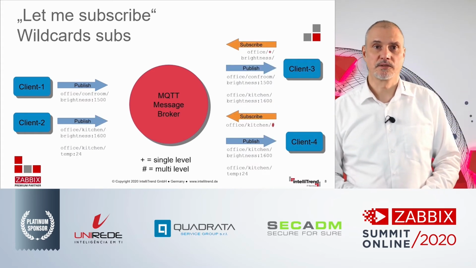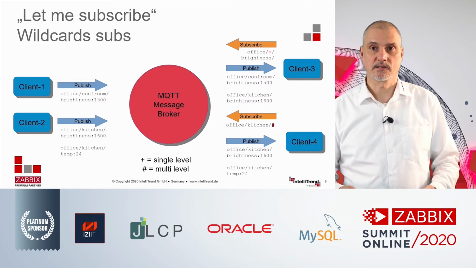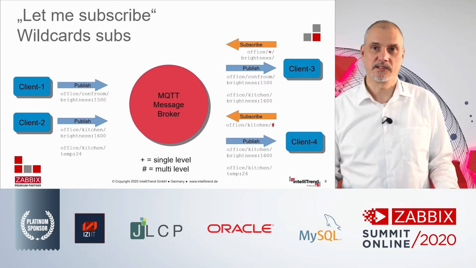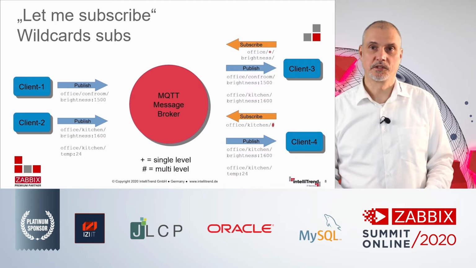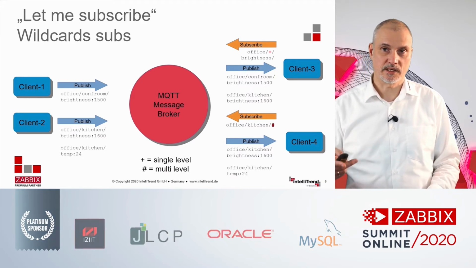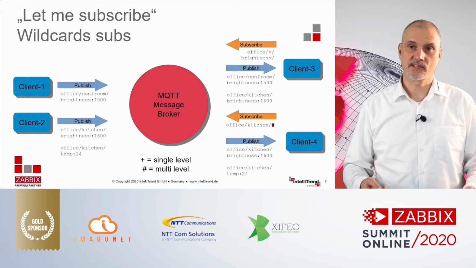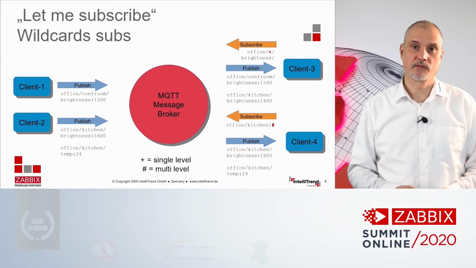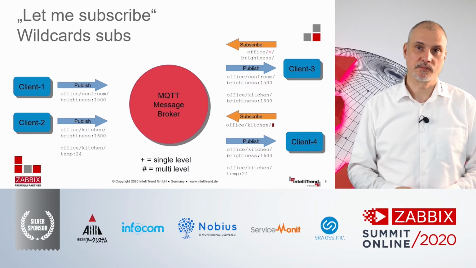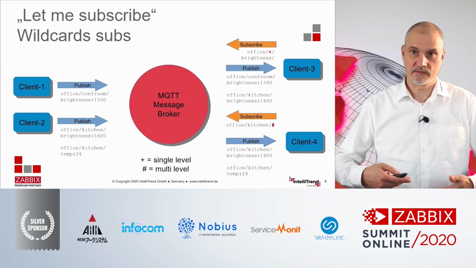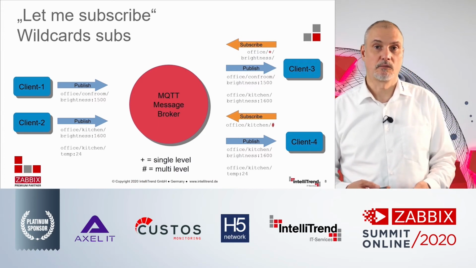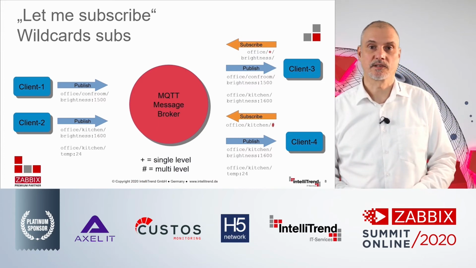Also, you should know wildcards in MQTT. So wildcards are pretty easy. So you have a substitute, you can say, for example, office plus brightness. And the plus sign can be substituted by any name you like for your topic. And because the plus sign substitutes just one level in our topic, it's a single level wildcard. While the pound sign, for example, is a multi-level wildcard.